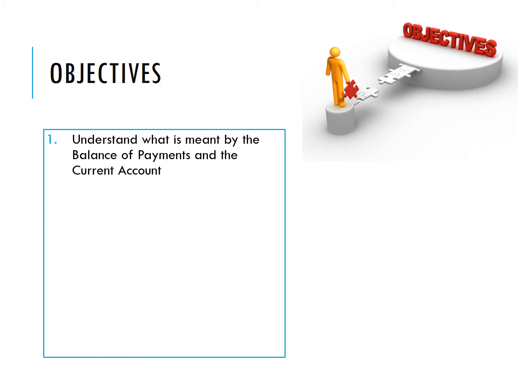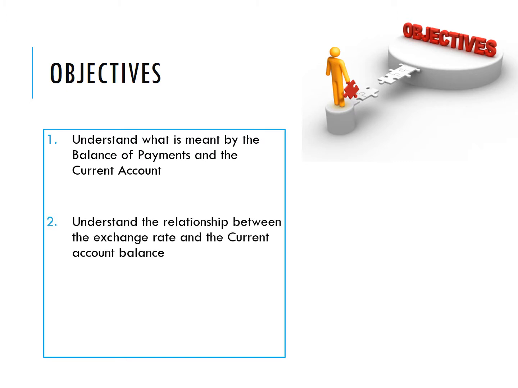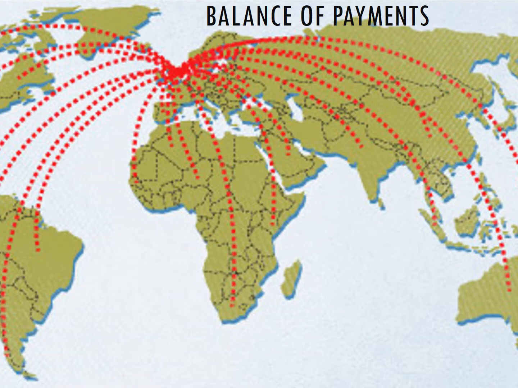In this video we're going to look at what is meant by the balance of payments and in particular the current account. We're then going to look at the relationship between the exchange rate and the current account, and then finally look at the UK's current account position. So let's get started. What do we mean by the balance of payments?